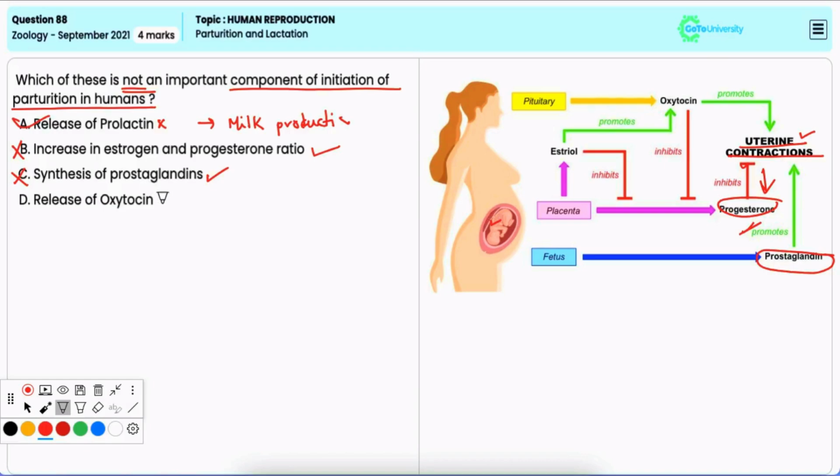Option D, release of oxytocin. It is also a very important component. Oxytocin is a hormone synthesized by the hypothalamus and secreted by the posterior pituitary gland that stimulates uterine contractions, which are very necessary for the progression of labor. So, it plays a key role in both the initiation and progression of parturition. Hence, it is incorrect.